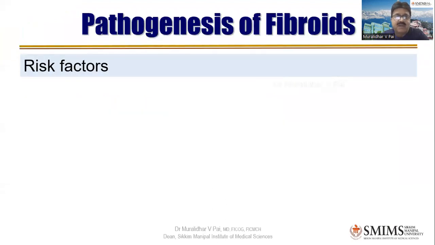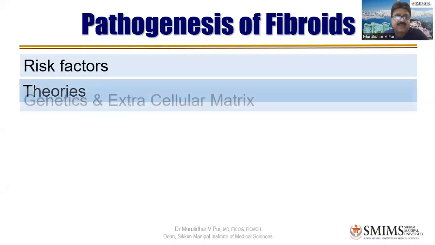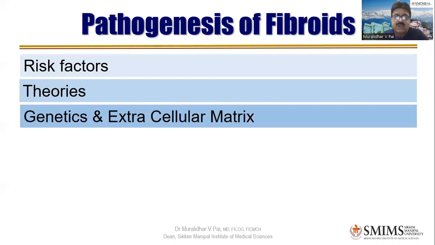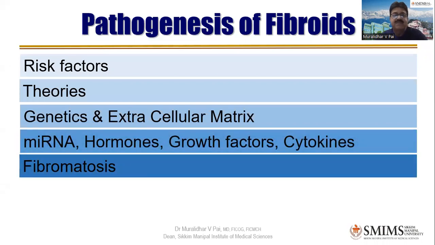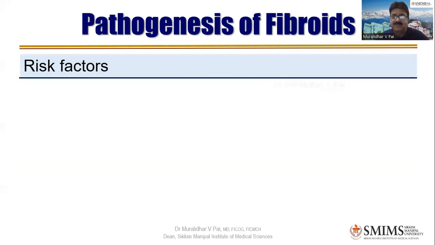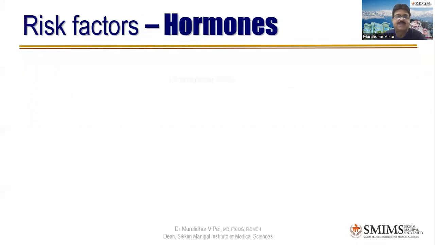I would be covering under following headings: risk factors, theories, genetics and extracellular matrix, miRNA, hormones, growth factors, cytokines, and finally fibromatosis. Let's take up one by one. First, the risk factors. All of us know about the risk factors, but I'm going to talk in detail about each risk factor. That's how you have to write answer in the exams.